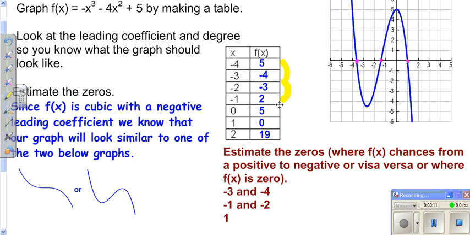We can also see in our t-chart that x being 1 is a 0 because we get an output of 0. We know we have a 0 between -2 and -1 because the y value switches from a positive to a negative. We also know we have another one between -3 and -4 because we switch from a positive to a negative. Whenever you switch from above the axis, positive, to below the axis, negative, you know you have to cross the axis, therefore you have a 0.